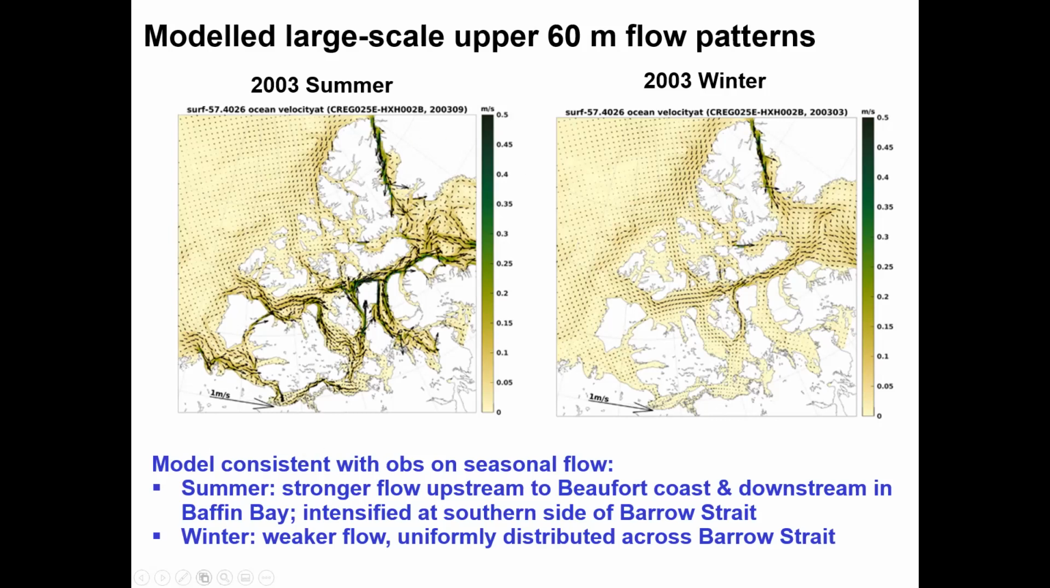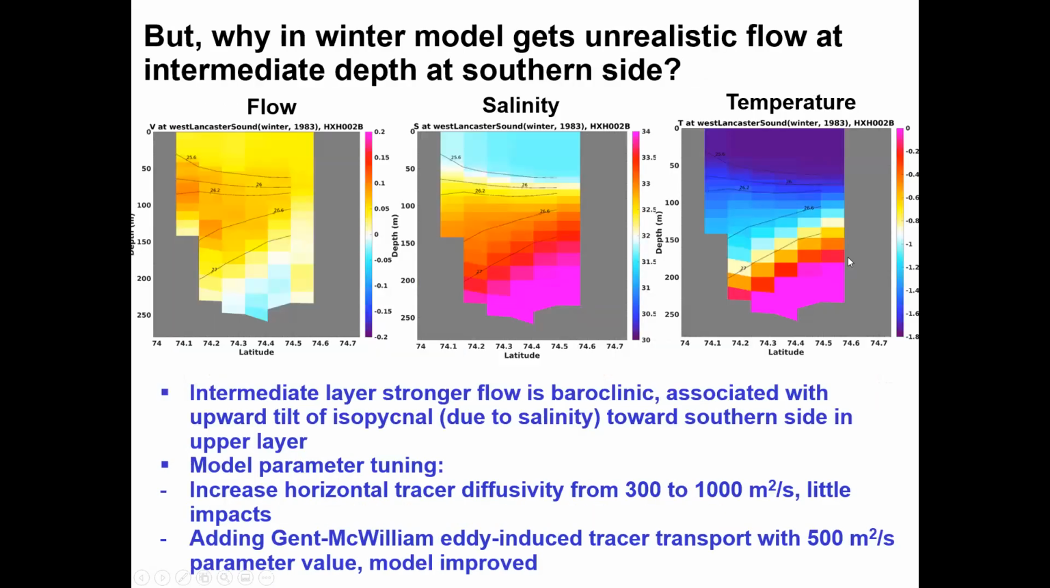On the large scale we can certainly understand why there's stronger flow in summer, and weaker flow and less horizontal shear in winter. This is summer, this is winter, so you can certainly see some difference between them. The intermediate flow and stronger flow in summer is baroclinic, associated with the upward tilt of the pycnocline. You see the flows, salinity and temperature, and certainly the baroclinic component is the flow at intermediate depth.